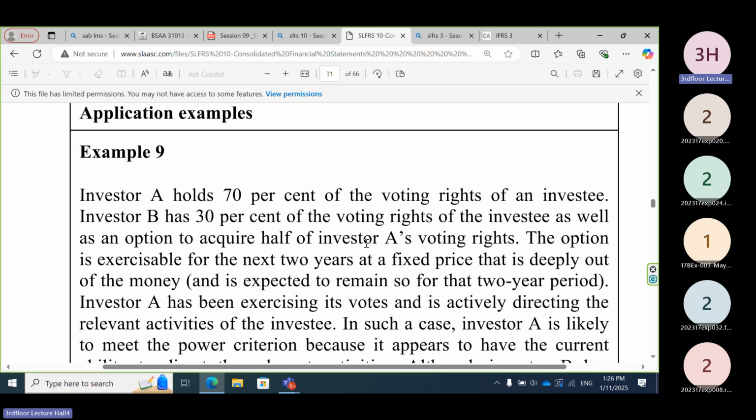B has the option to purchase that. How can you justify whether you are going to consolidate or not?